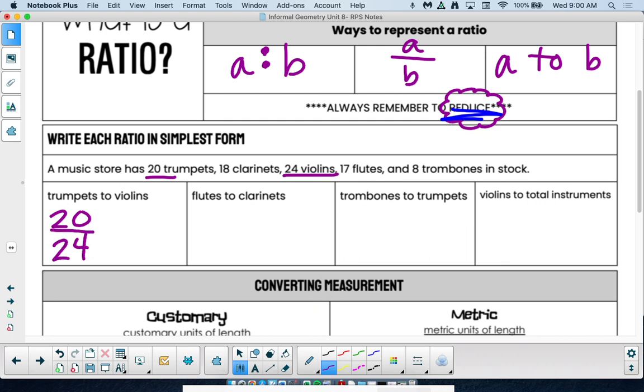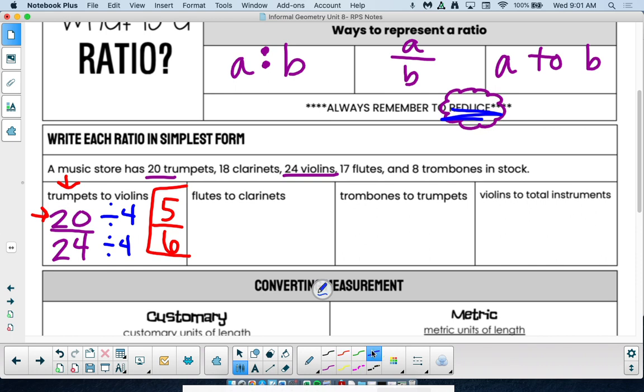And order does matter, folks. Do you see how trumpets was first? So that's the number that has to go on top. Now we need to reduce this. You can either do this on your calculator, which is hard to do when I'm not there to show you, or you can just think about it. How does 20 over 24 reduce? Well, I know the biggest number that goes into both of them is 4. So I'm going to divide each number by 4. 20 divided by 4 is 5. 24 divided by 4 is 6. So that is the ratio of trumpets to violins.